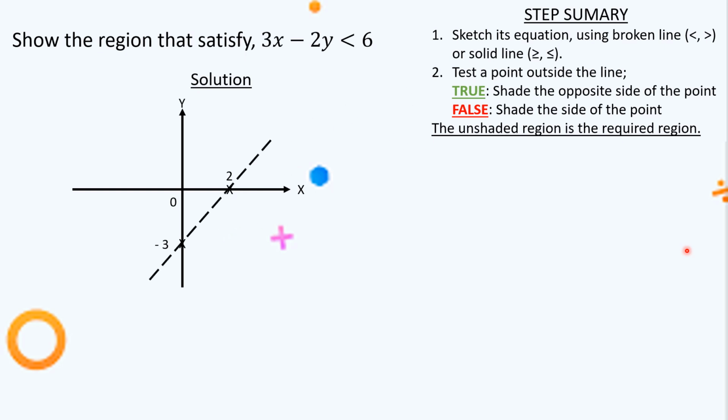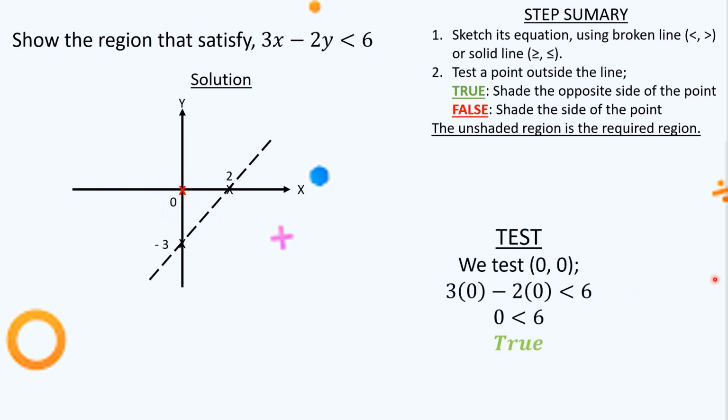Number two is that we test a point outside the line. If the line is not passing through 0, 0, that's what we use most of the time, the origin. So let's test 0, 0. The inequality says 3x minus 2y less than 6. So when x is 0, y is 0, that makes 3 times 0 minus 2 times 0 less than 6. Everything on the left-hand side will be 0, which makes it 0 less than 6. And by logic, 0 is truly less than 6, which makes it true.